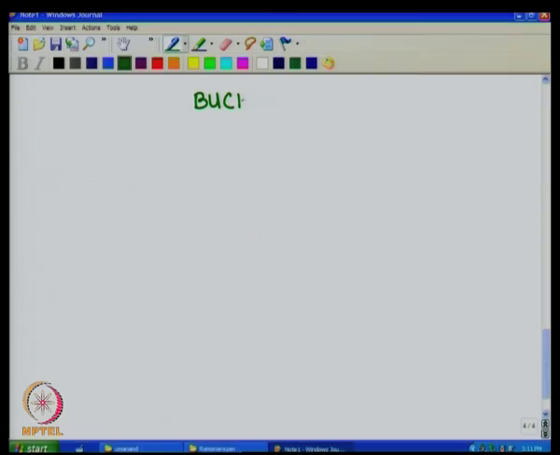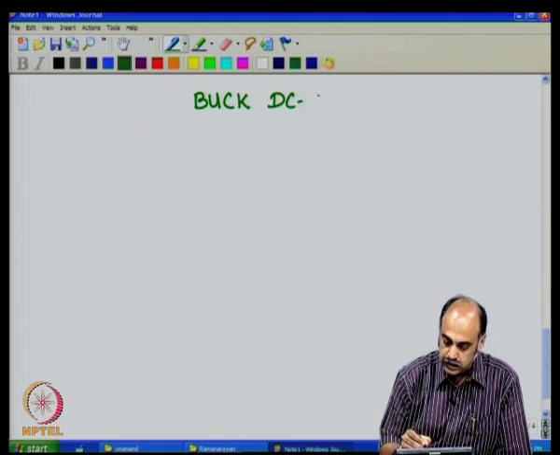However, we will bank upon these basics of how to obtain the state space equation representation of a general circuit, and use that appropriately for the DC-DC converter case. Now, let us start by considering the case of a very simple DC-DC converter, and that is the buck converter. To start with, we shall start deriving the model for a buck converter, buck DC-DC converter.